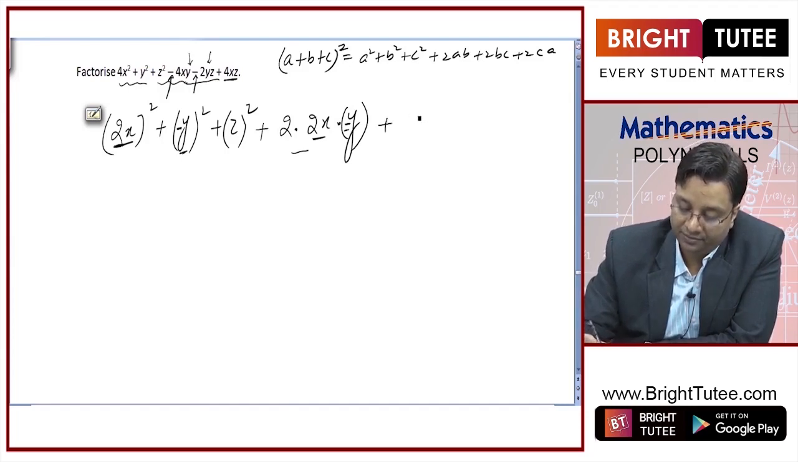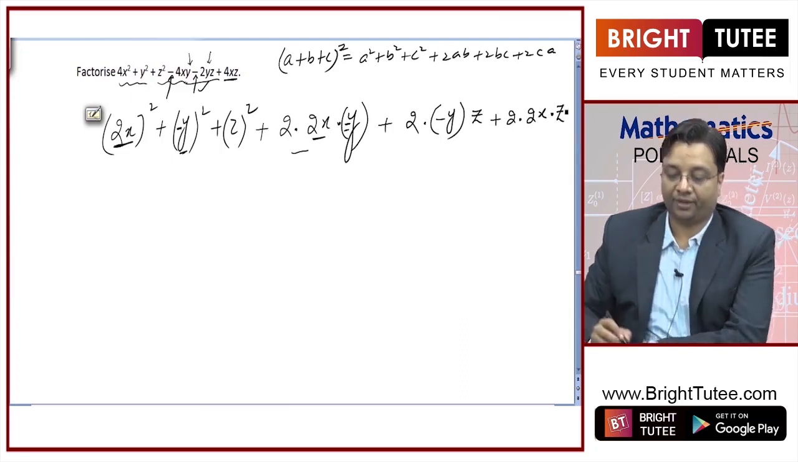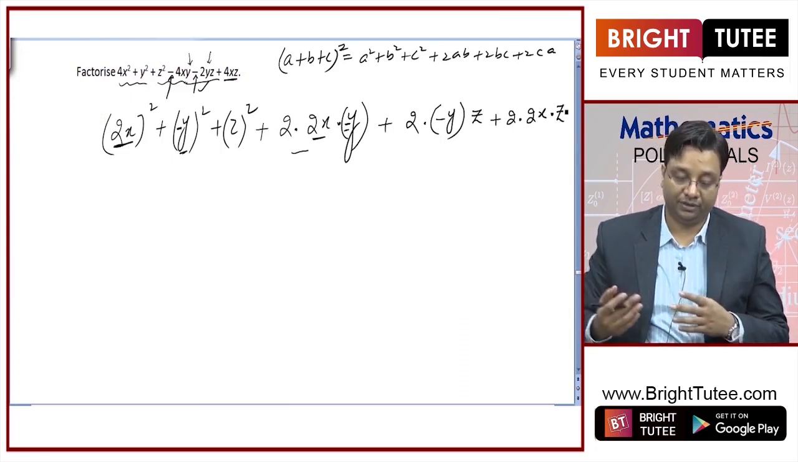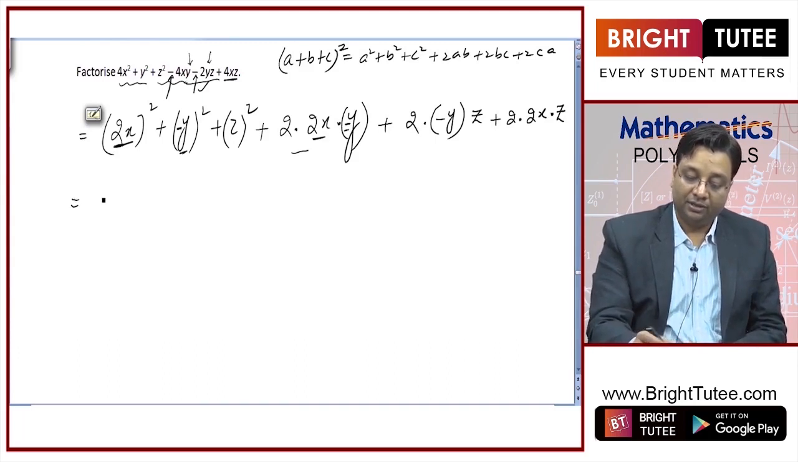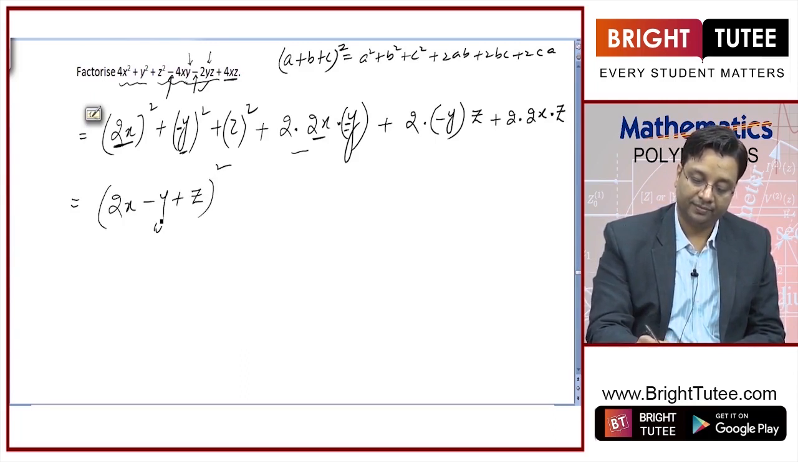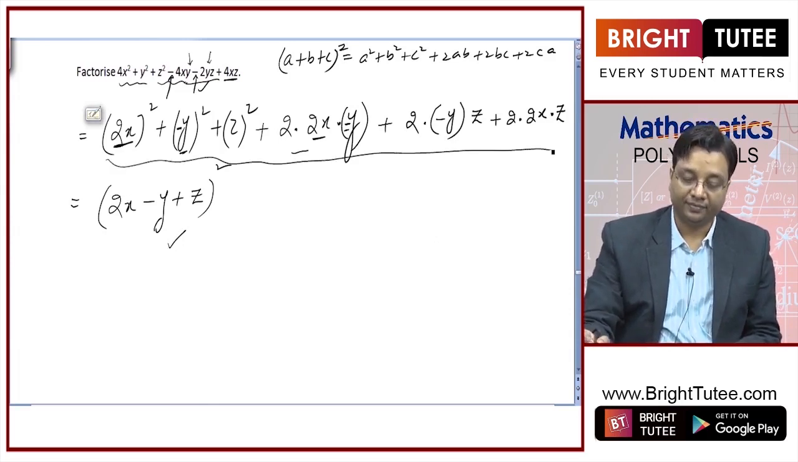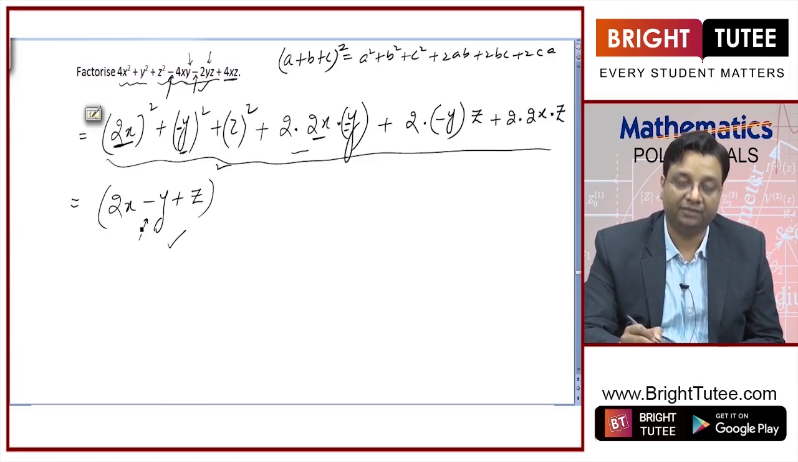Similarly, plus 2 into minus y into z. Now this is minus 2yz, and then plus 4xz can be written as 2 into 2x into z. You are getting where I am trying to reach. Now this will become an identity (2x minus y plus z) whole square. Because if I expand this identity, this will be the expansion. How did I recognize that there will be a negative sign with y?